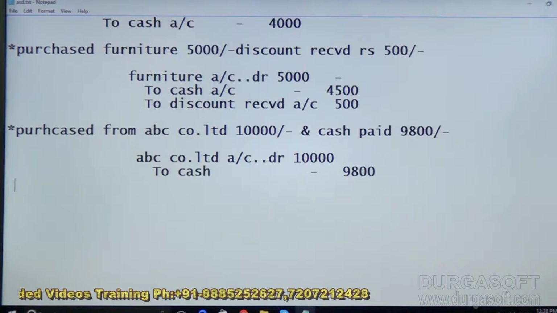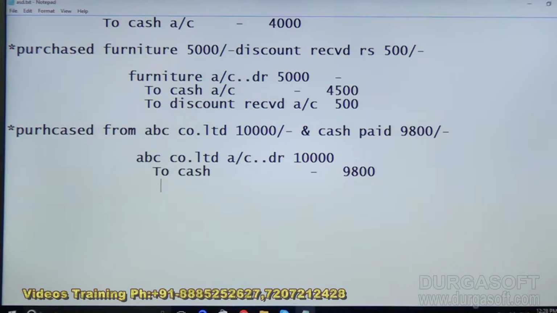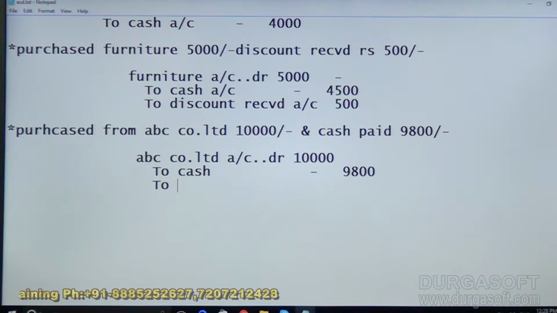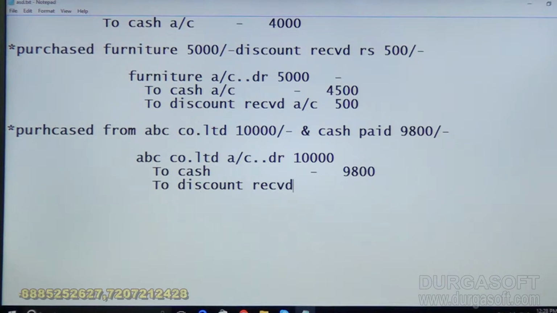So how much is the remaining amount? 200. The 200 should be discount received. If you are paying, you have received, right? If you are giving, you are allowing the discount to a customer. Discount received 200 rupees. This is the way you need to post the transactions if you are given any discount. Just one more example I'll explain.